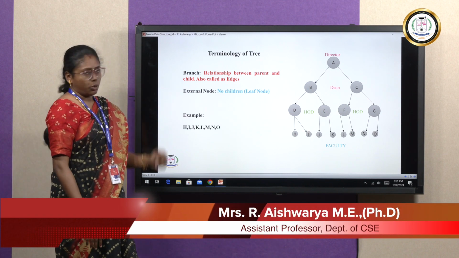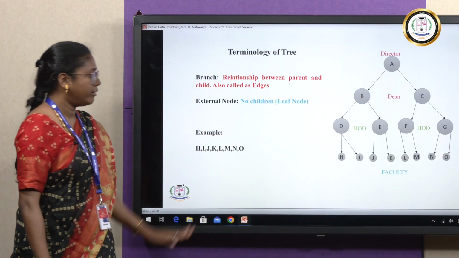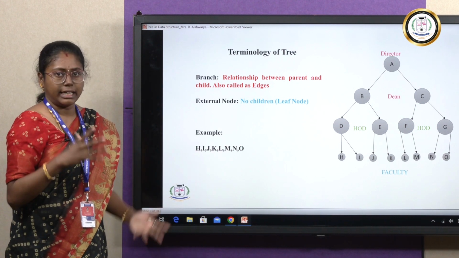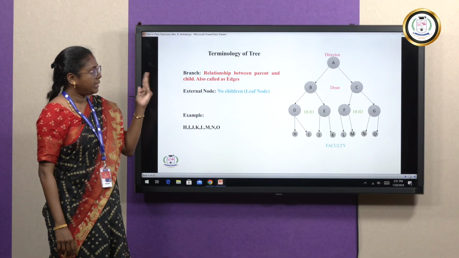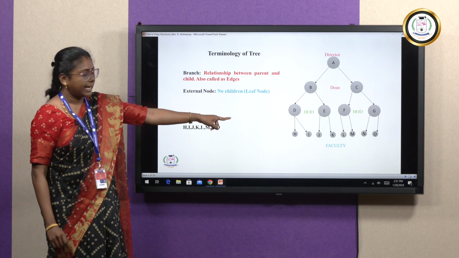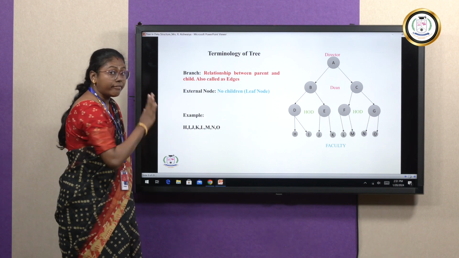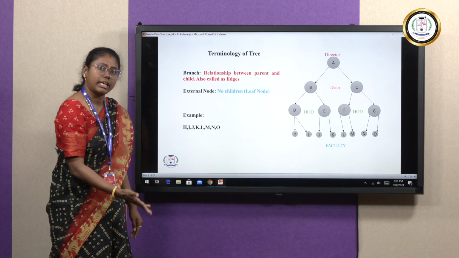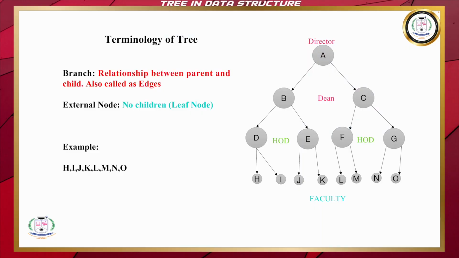The next one, external node. An external node is a node that doesn't have any children. There are no children; that is the external node. For the given tree, we have A, B, C, D, E, F, G, and all of them have children. But look at the last line. What is happening there? H, I, J, K, L, M and O all have parents, but they do not have children. So we can easily identify from the given tree that the external nodes are H, I, J, K, L, M and O. That is the example I have given here.